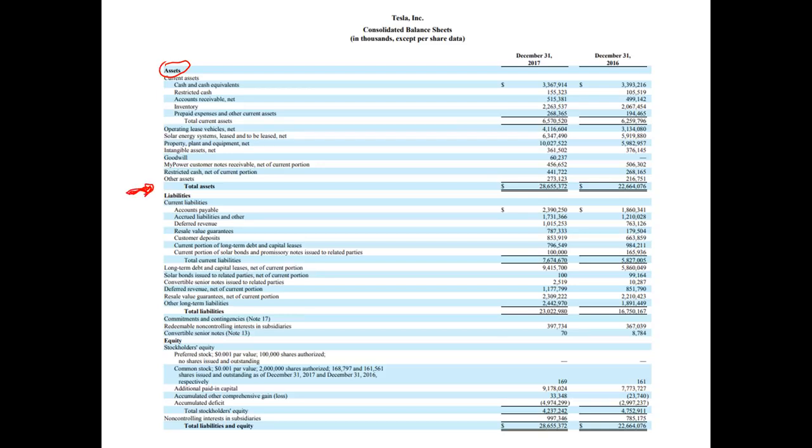So they've got 3.3 billion US in cash. They've got money that their customers owe them. They've got inventory on hand. And then they also have some prepaid expenses.